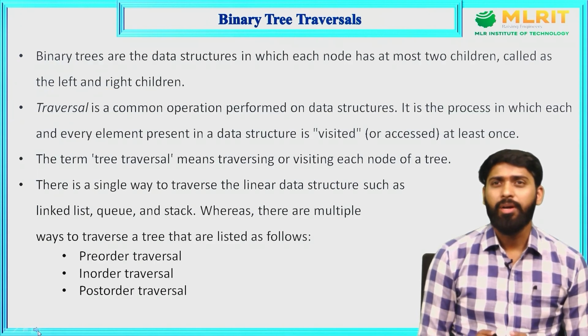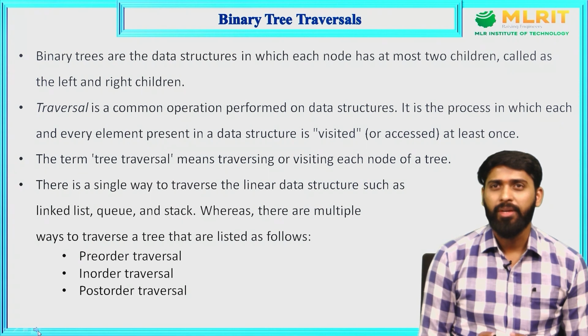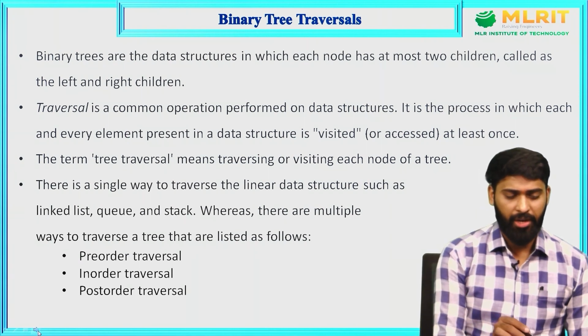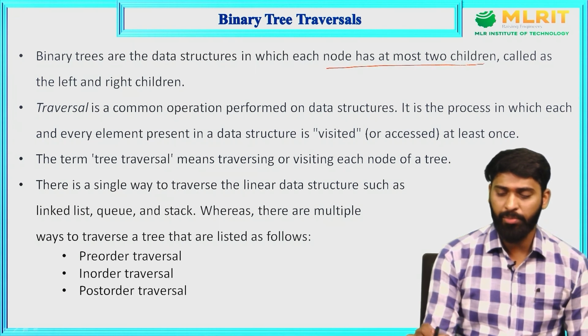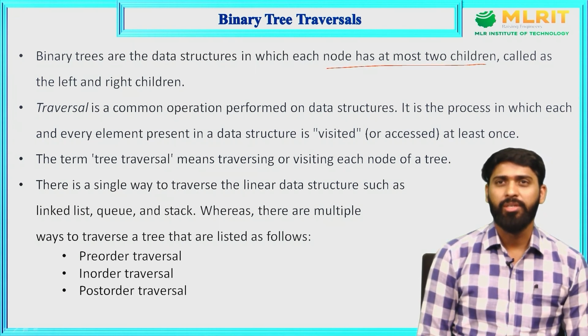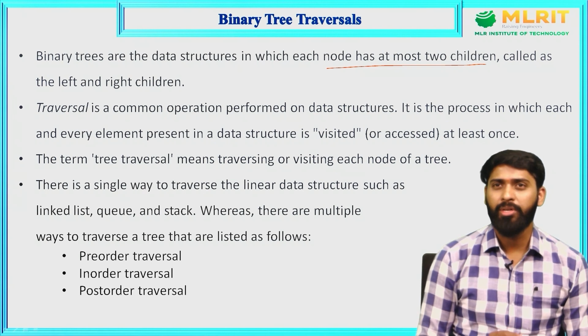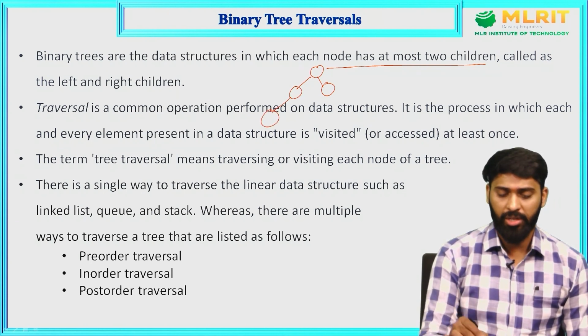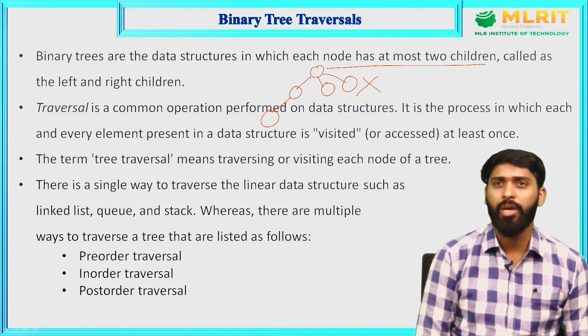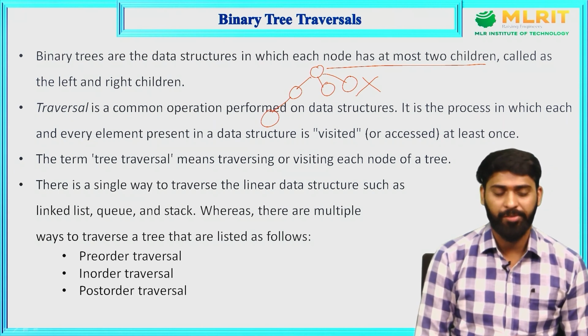So, what is a binary tree? A binary tree is a data structure in which each node has at most 2 children. So, the binary tree property is that each node in the tree has at most 2 children. If there are 3 children, we do not call this tree a binary tree. It is a tree, but it is not a binary tree.